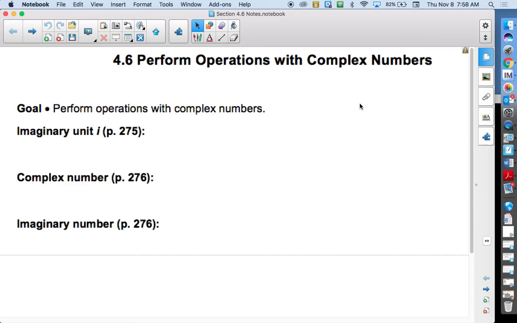So today we're going to talk about something called a complex number, which really deals with the imaginary number.